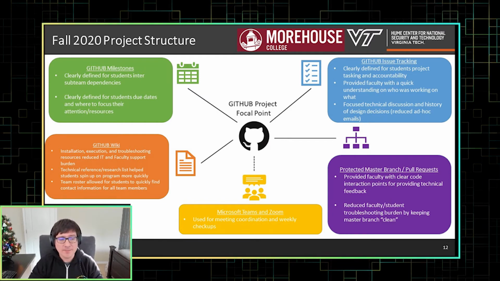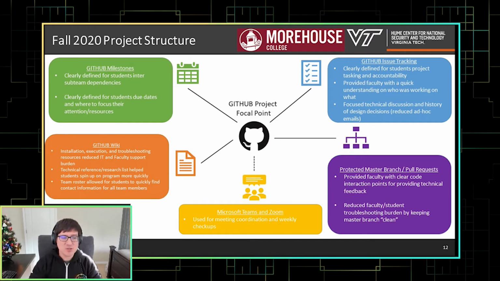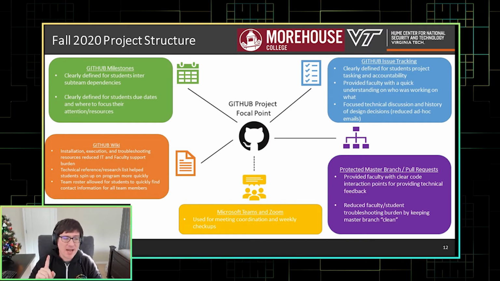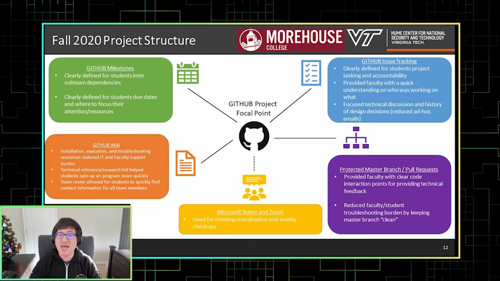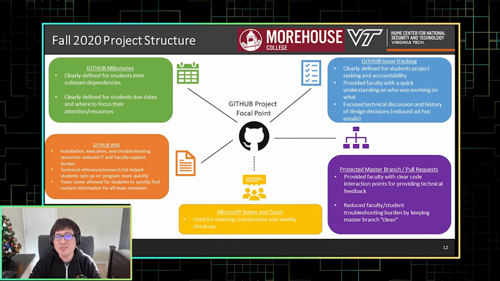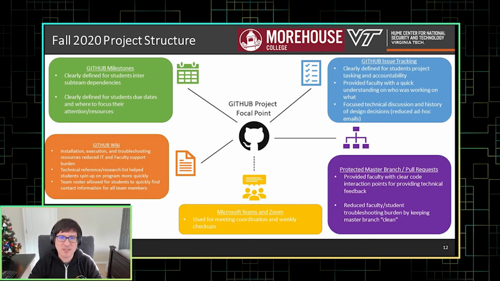The GitHub Wiki was a one-stop shop for installation instructions, IT resources, how to connect to our servers, technical references, research, literature review materials, anything relevant to the technical work.